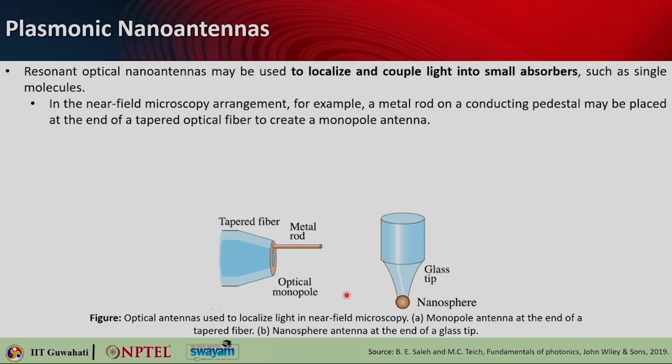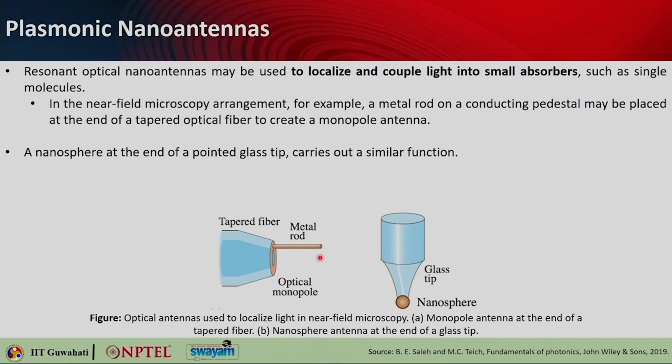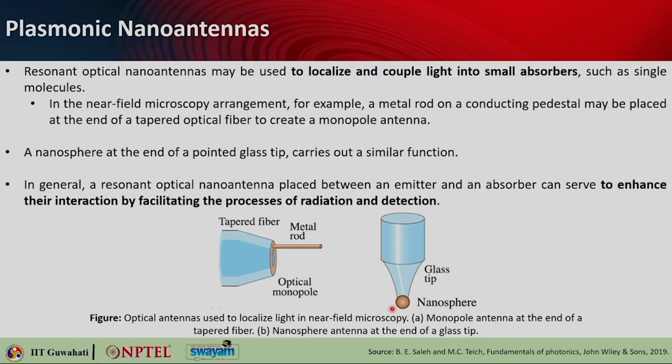We have also seen that till now the discussion was on resonant optical nano antennas, which are useful to localize and couple light into small absorbers. So, you can also think of this kind of structures. Okay, they are able to localize and couple light into small absorbers such as a single molecule. Now, in the case of a near field microscopy arrangement, you have a metal rod like this on a conducting pedestal, and that may be placed at a tapered end of an optical fiber, and this can create a monopole antenna, right. So, this will be useful for near field microscopy, and you can also think of another arrangement where a nanosphere is placed at the end of a pointed glass tip, that also carries out a similar function of localizing and coupling light to small absorbers like molecules.